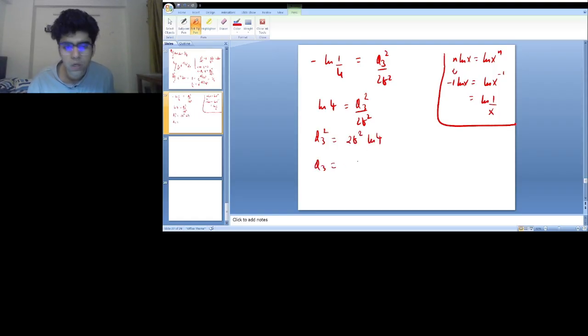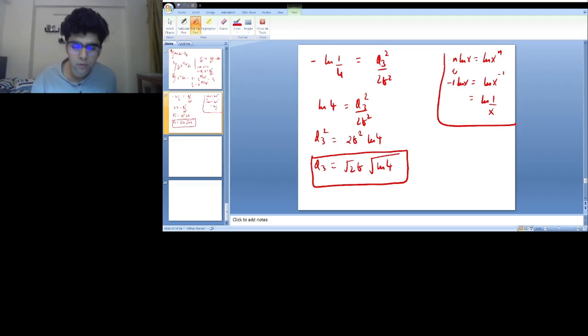which is q3. Now I'll reject the negative value, so this will give me root 2b root ln 4. I'm just writing how they have written in the book. That's why I'm taking separate roots here, writing it separately. So b is not in any root, let me just write b outside. So this is how they have written it, b root 2 ln 4, b root 2 ln 4 or log 4.